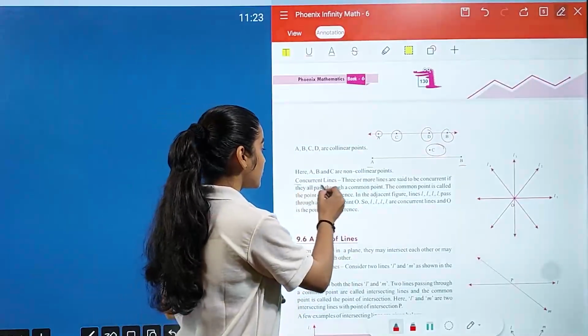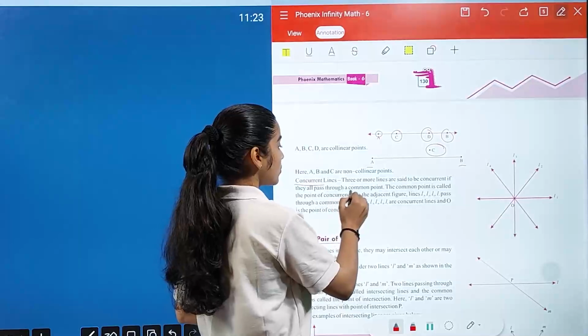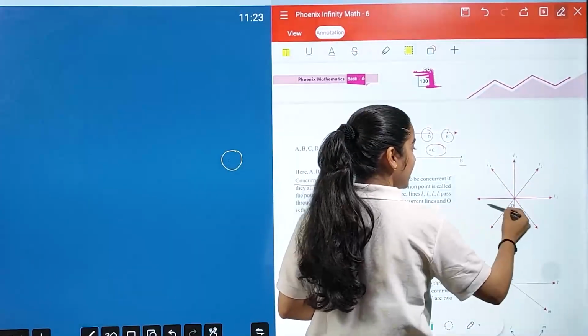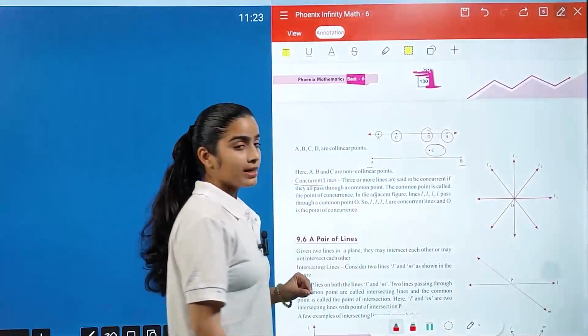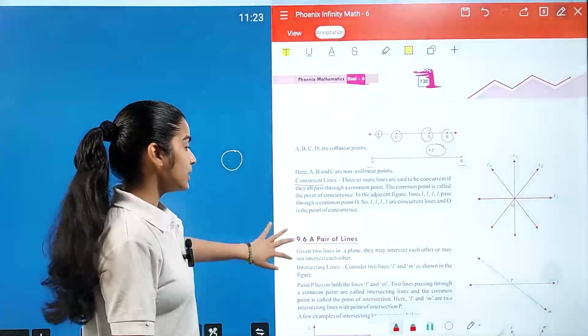Now we have concurrent lines. Three or more lines are said to be concurrent if they all pass through a common point. For example, lines L1, L2, L3, L4, all these four lines pass through the point O. That's why they are called concurrent lines.